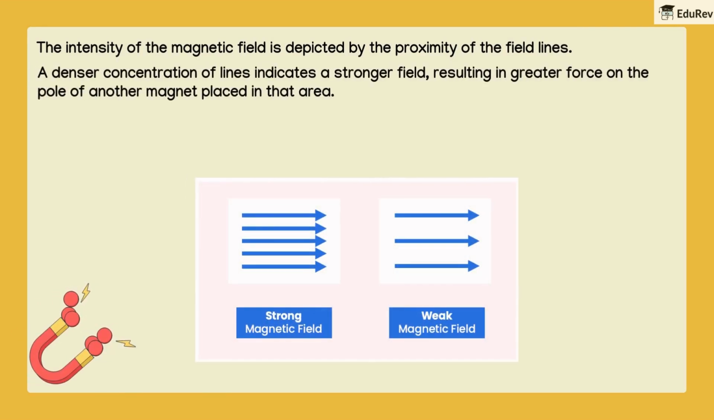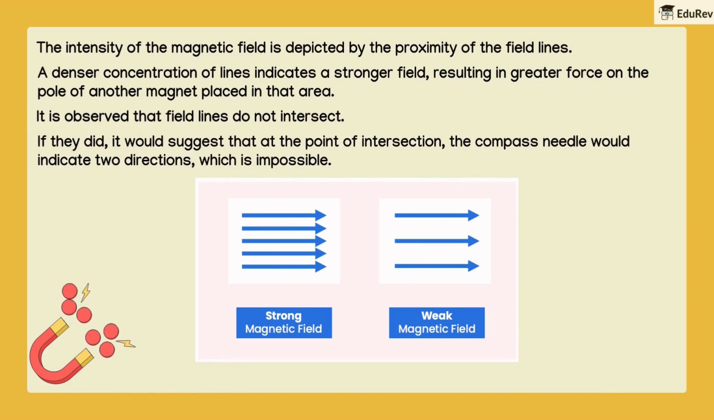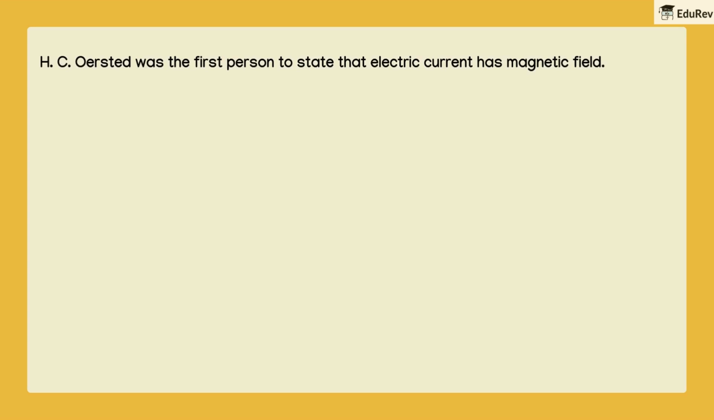A denser concentration of lines indicates a stronger field, resulting in greater force on the pole of another magnet placed in that area. It is observed that field lines do not intersect. If they did, it would suggest that at the point of intersection, the compass needle would indicate two directions, which is impossible. H.C. Oersted was the first person to state that electric current has a magnetic field.